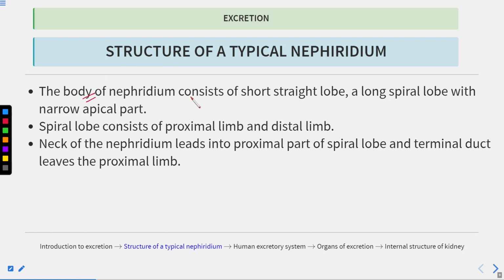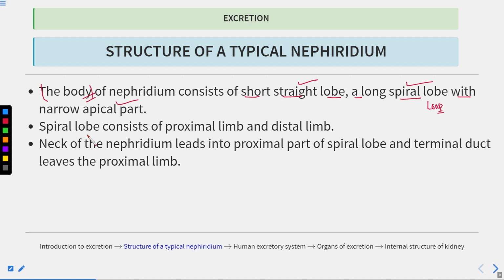Now let's talk about the body. The body of the nephridium consists of a short straight lobe and a long spiral lobe which has a narrow apical part. So the body is divided into two parts. First is the straight lobe, and another one is the spiral lobe, also known as the spiral loop.